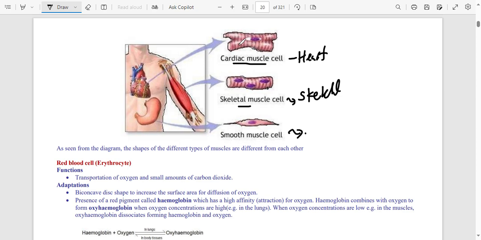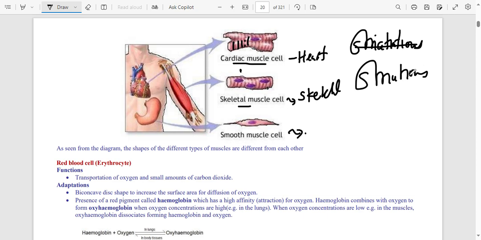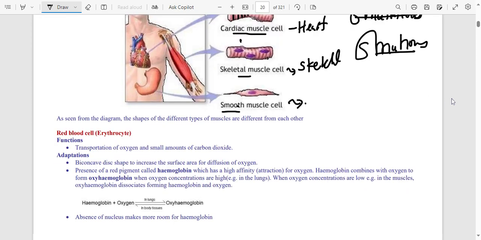The thing is that cardiac muscles, you can see they have got lines. We call these striations. So they are striated muscles. Same way with skeletal muscles, they have got striations. Smooth muscles, even from the word smooth, they don't have striations. That's why they are smooth muscles. Okay, so that is for the muscles.